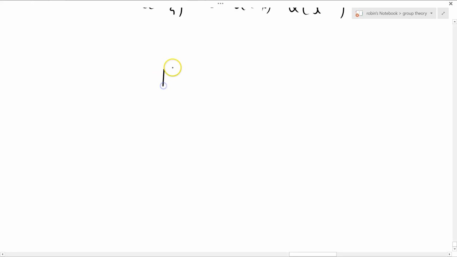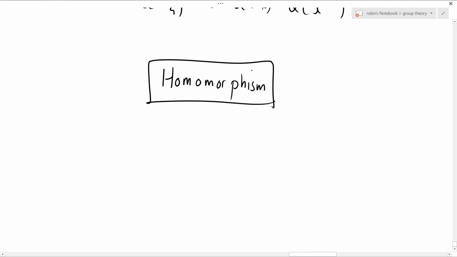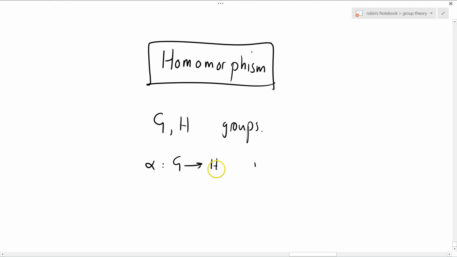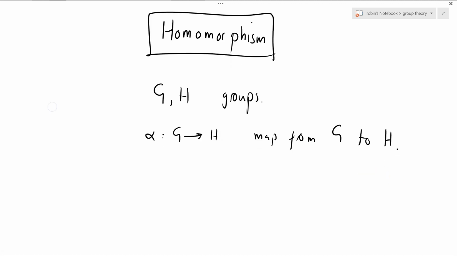Okay, I'm going to define a very, very crucial notion in group theory called homomorphism. Absolutely crucial. You see homomorphisms throughout group theory, and they are the one indispensable tool in understanding groups. I've got G and H, which are both groups, and I've got a map alpha which maps G to H, so it's a map from G to H, and I'm going to use this map alpha to try and understand the relationship between G and H.